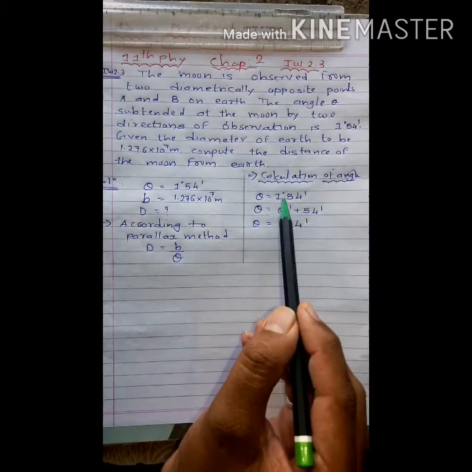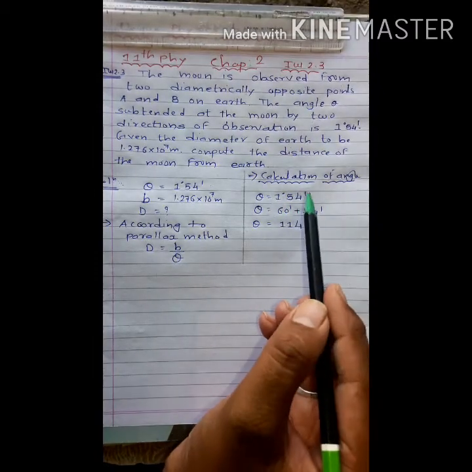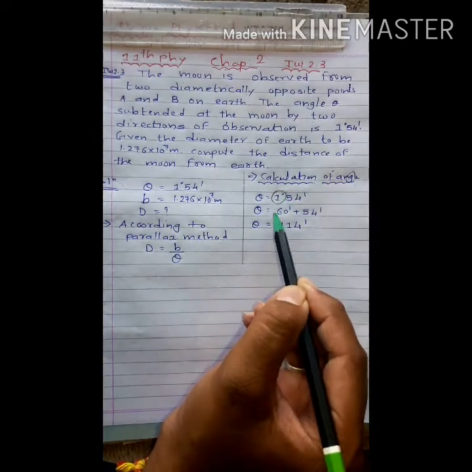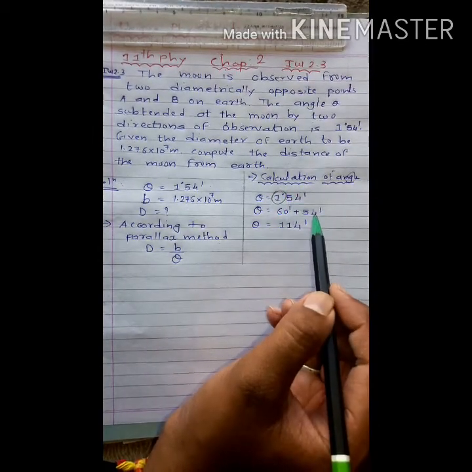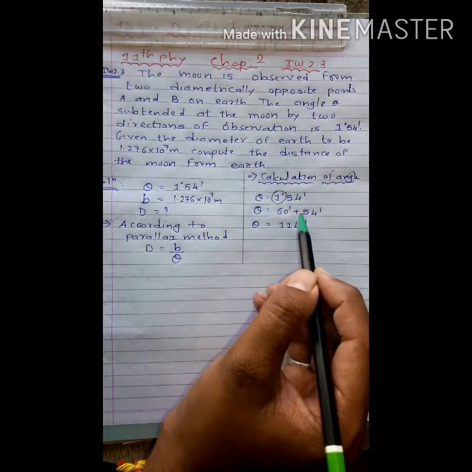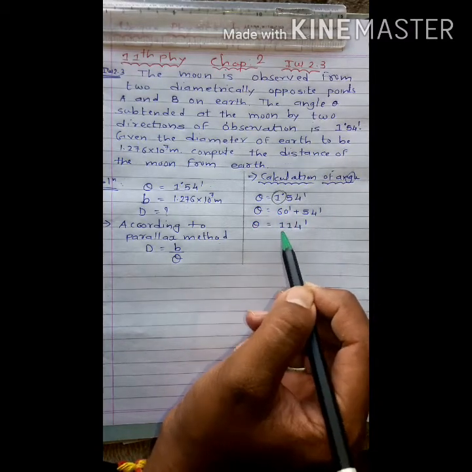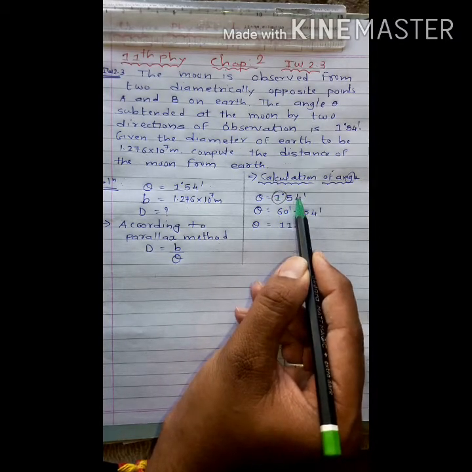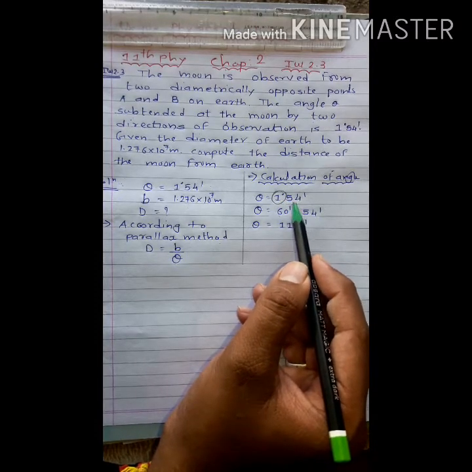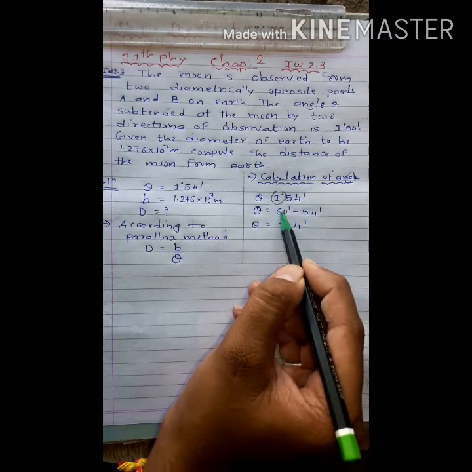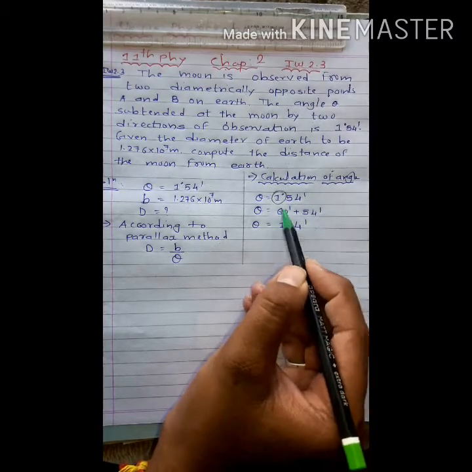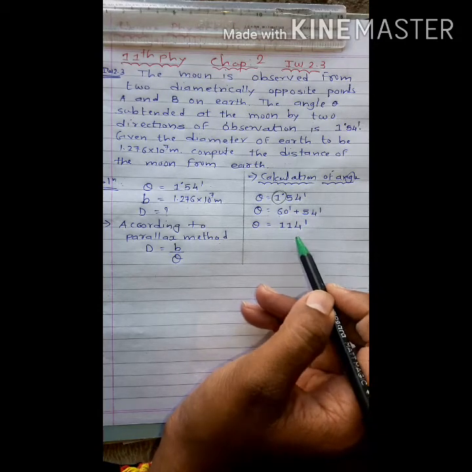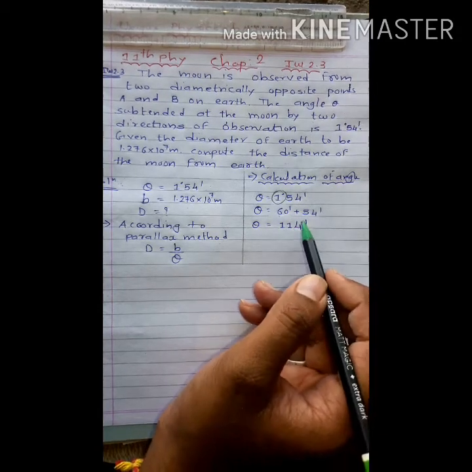Here theta is equal to 1 degree 54 minute. First of all we convert degree into minute. 1 degree is equal to 60 minute, and here we have 54 minute. So 60 minute plus 54 minute, theta is equal to 114 minute. We consider the addition of these two values, so theta is equal to 114 minute.